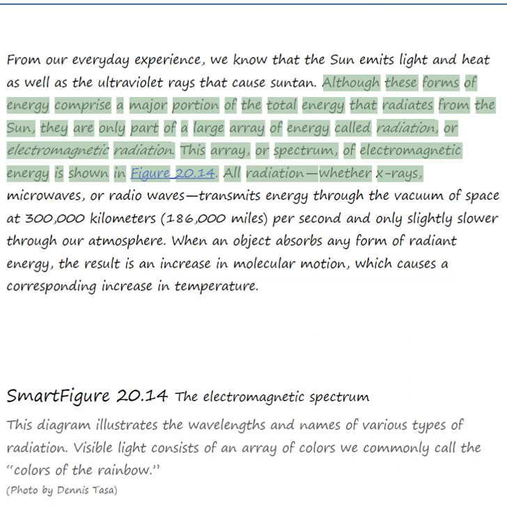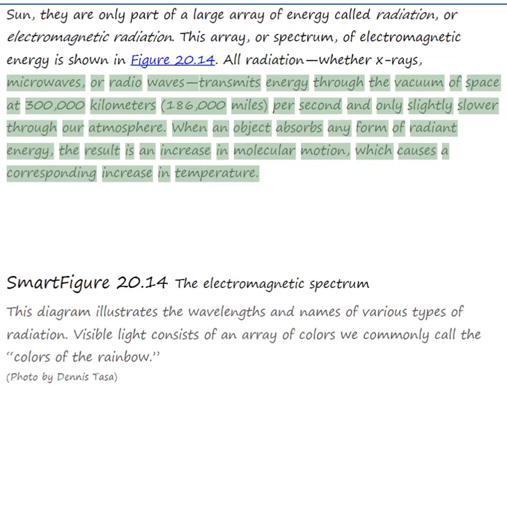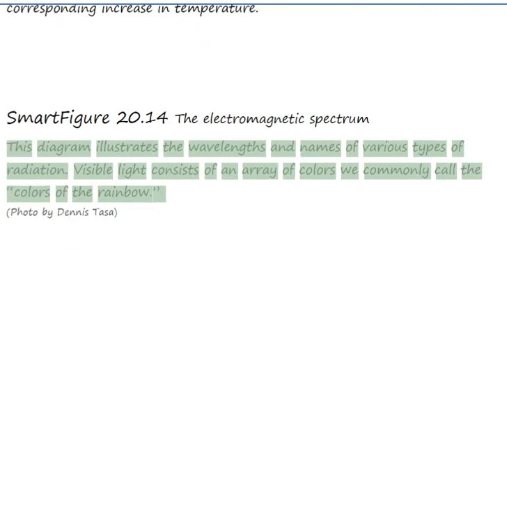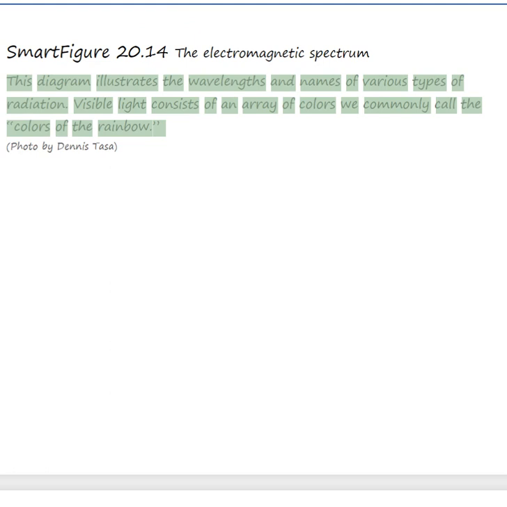All radiation, whether X-rays, microwaves, or radio waves, transmits energy through the vacuum of space at 300,000 kilometers per second and only slightly slower through our atmosphere. When an object absorbs any form of radiant energy, the result is an increase in molecular motion, which causes a corresponding increase in temperature. This diagram illustrates the wavelengths and names of various types of radiation. Visible light consists of an array of colors we commonly call the colors of the rainbow.